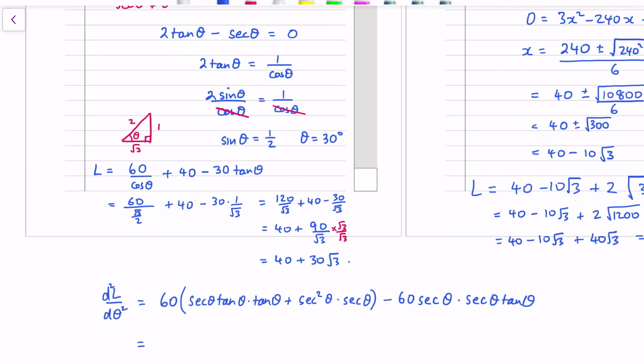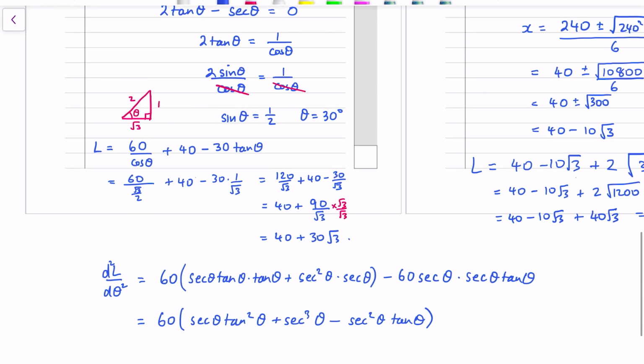Got 60 sec theta tan squared plus sec cubed minus sec squared tan, and then we need to sub in sine theta equals a half, or we know sine theta equals a half in there, so we need to work out the sec, the tan, etc. etc. And then decide on whether it's positive or negative.